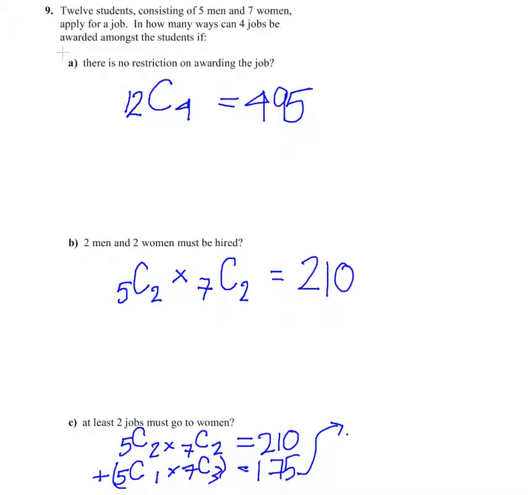And then our last option, since there's only 4 jobs that are available, would be, what if they all go to women? So since there's 5 men, and since they're all going to women, we're going to choose 0 men. Multiply that by 7 women, and then choose all 4. So let's see what this is on our calculator as well. And this is 35.